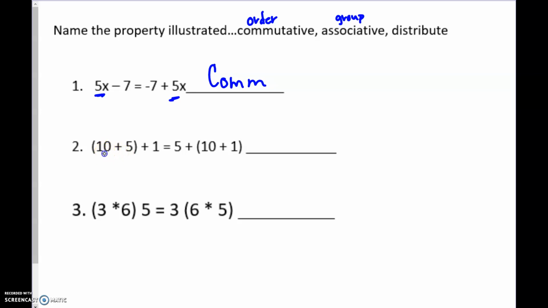All right, number 2, it goes 10, 5, 1, 10, 5, 1. We're grouping these and then we're grouping these. So we're grouping different things. So this is the associative property. 3, 6, 5, 3, 6, 5. Order stayed the same. So this one is 3 and 6. This one's 6 and 5. So this one is also the associative. Number 2 is the associative by addition, and number 3 is the associative by multiplication. You just need to say associative.